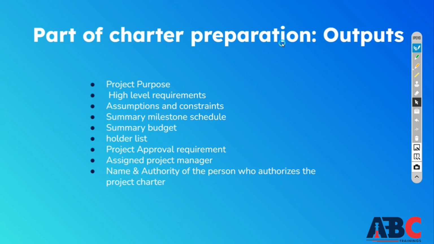After that come assumptions and constraints, which means there are some other specific details for your project like deadlines or specifications. After that, there is the summary milestone schedule, that is the total summary of it. Your budget summary is also available in it. After that, you get the stakeholder list. The requirement of the project after charter preparation also comes in it. Your project manager is also assigned within it, and the name and authority of the person who will prepare this project charter. If there are any authorizations or authorities, they should also be defined.